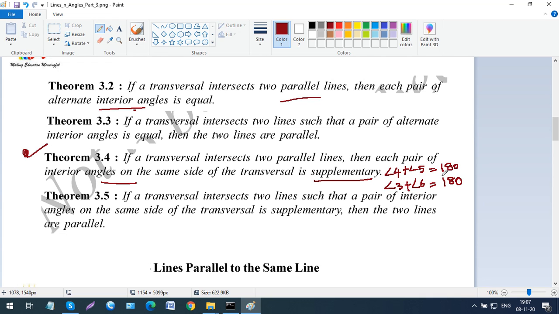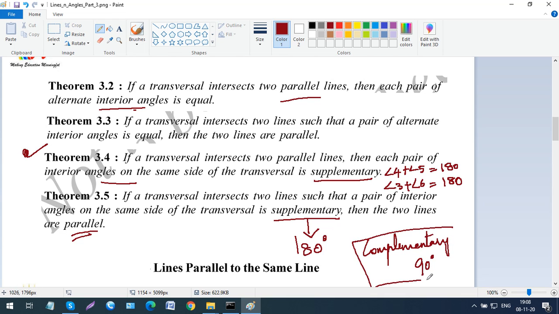It's supplementary. Now similarly, the converse of this is going to be, if a transversal intersects two lines such that the pair of interior angles on the same side of the transversal is supplementary, so what it means by supplementary is when you add them, it should give you 180 degrees, then the two lines are parallel. Okay, you would have heard this word complementary also. The complementary is nothing but when you add the two angles, it should give you 90 degrees. But here it says it's supplementary, so it should add up and give you 180 degrees.